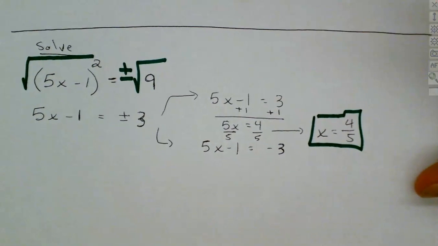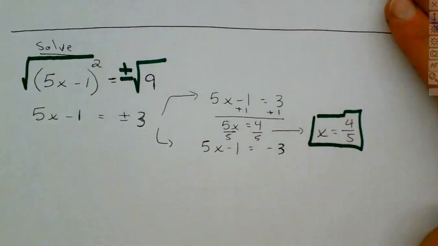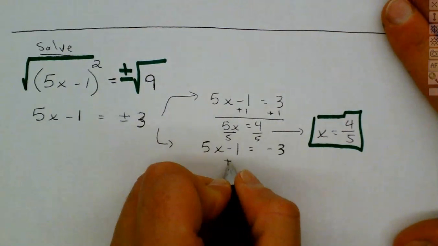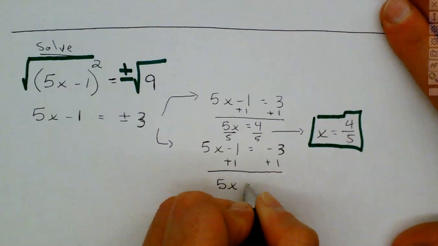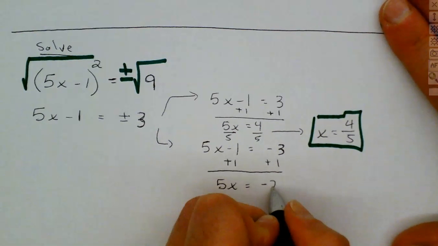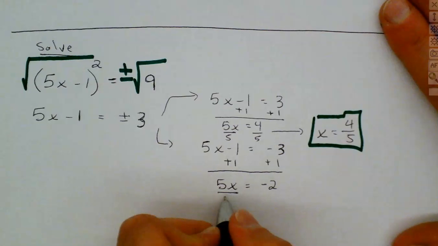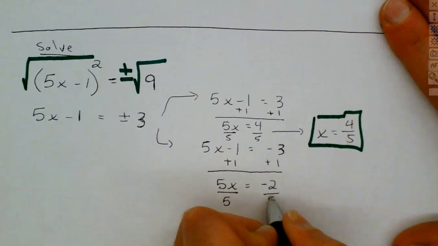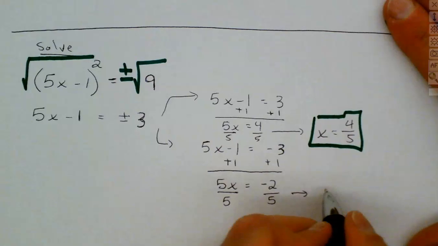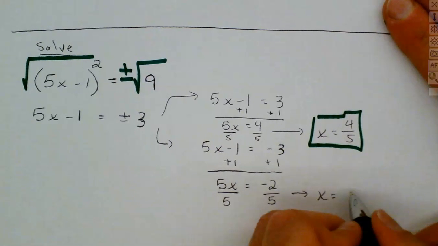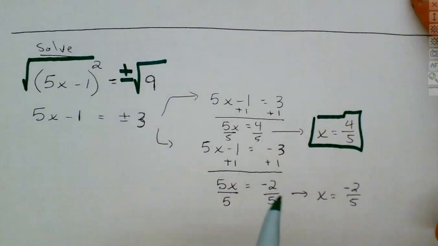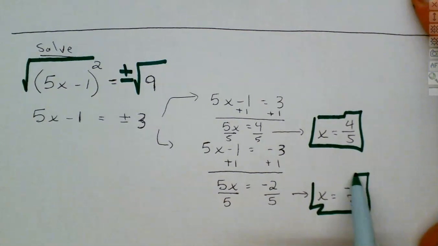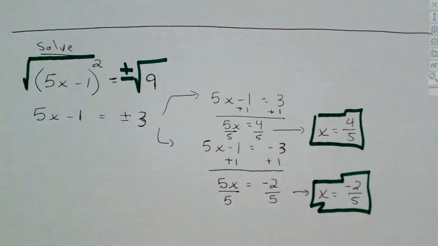Okay, so there's that one. And what about the other one? We repeat the same process. We add the 1. So 5x equals a negative 2. We're going to divide by our 5 everywhere. And that leaves me now with x equaling minus 2/5. So there's those.